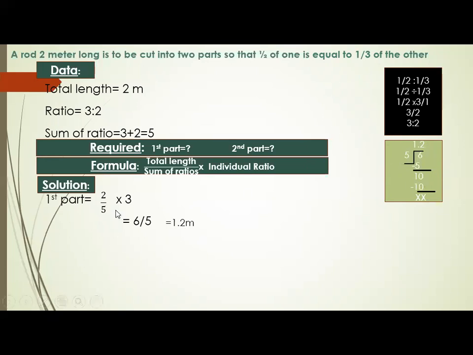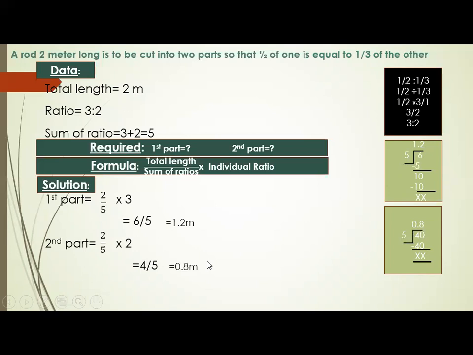Now what about the second part? In the second part we get 2 upon 5 into 2. Why 2? Because the individual ratio for the second part is 2. So 2 twos are 4 upon 5. So again, let's divide 4 by 5, but 4 is a smaller number, so we have to put the decimal first and then 0 here. 5 eights are 40. We get 0.8 meters.